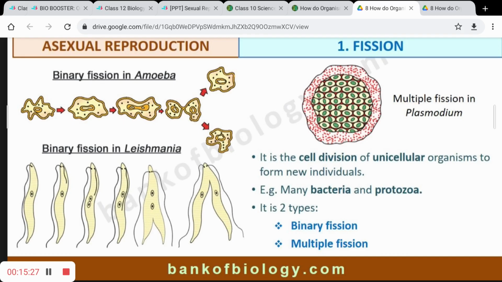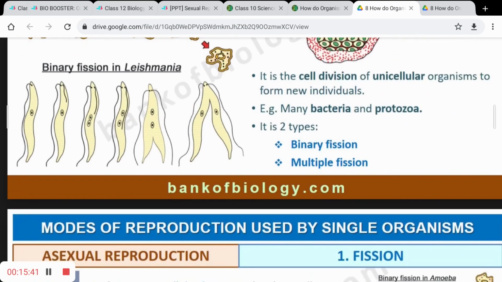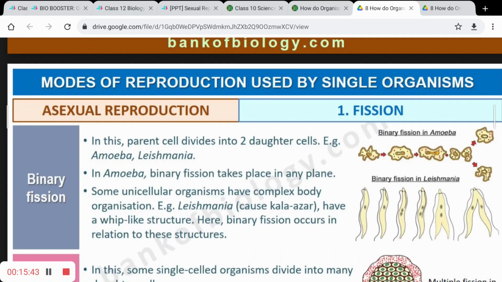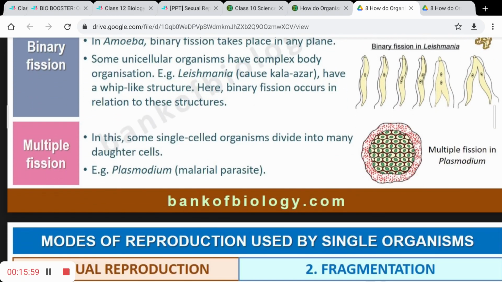So next is cell division. Only one cell is divided into two, and it is called binary fission. It takes place in Paramecium, Amoeba, Leishmania. Leishmania is the organism which causes a disease called Kala Azar. So it is an important one-mark question. Leishmania causes what kind of disease? It causes Kala Azar. It is a board question. Okay. So this is called binary fission.